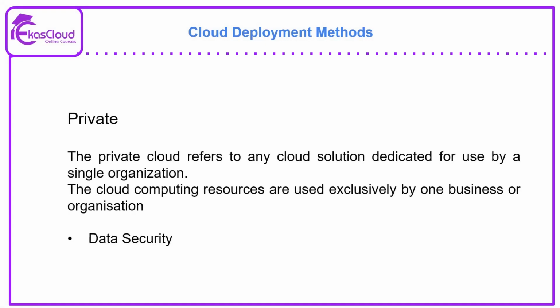Let's first have a look at private cloud. So the private cloud refers to any cloud solution dedicated for use by a single organization. The cloud computing resources are used exclusively by one business or organization. So a company in this instance would have its own data center or its own server, and the network is accessible only by members of this organization and not to anybody outside the organization. Whether the member of the organization works within the company premises or even if he works remotely, he is given a secure access to the network.